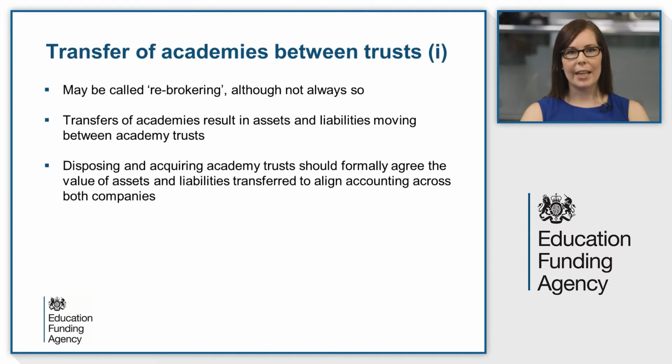One of the main points here is the academy trusts involved in the transfer should formally agree the actual value of the assets and liabilities to ensure mirrored balances within each other's financial records. This may be confirmed after undertaking due diligence, which isn't a formal requirement, but it is good practice.